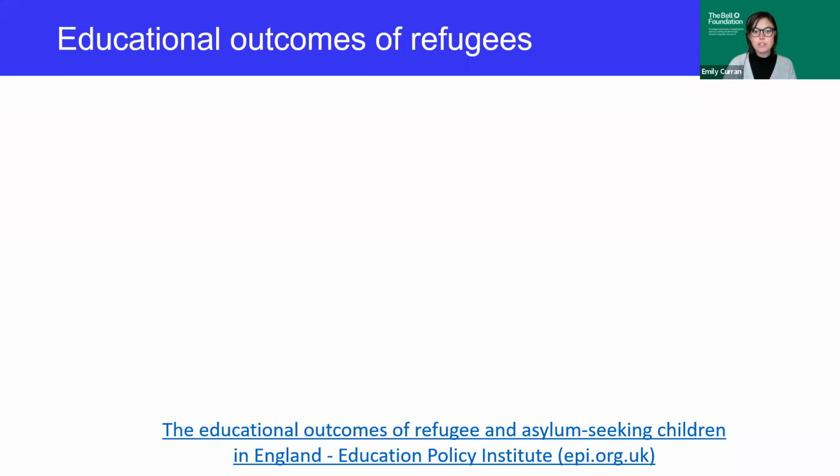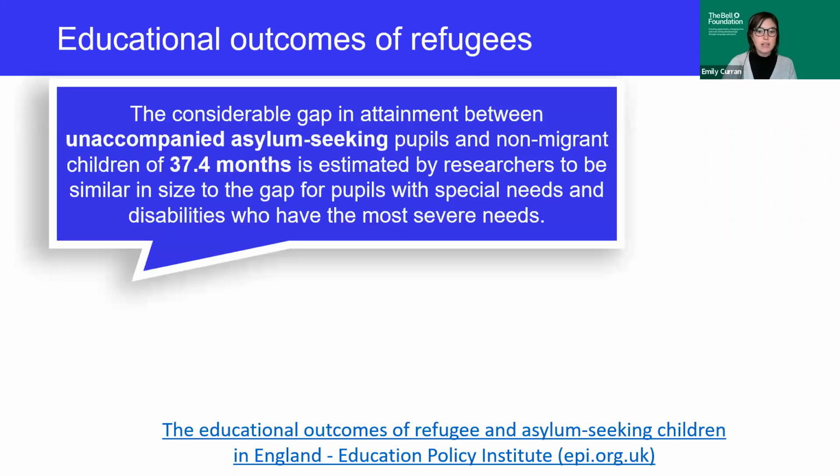So the Education Policy Institute published a report in December which looks at the educational outcomes of refugees, which is an area lacking in research. The report revealed that unaccompanied asylum-seeking children are a highly vulnerable group within secondary schools with very low attainment, even by comparison with other vulnerable groups of pupils, and experiencing higher than average rates of school absence and fixed period exclusions. So we can see on the slide here that there was a considerable gap in attainment between unaccompanied asylum-seeking pupils and non-migrant children of 37.4 months.